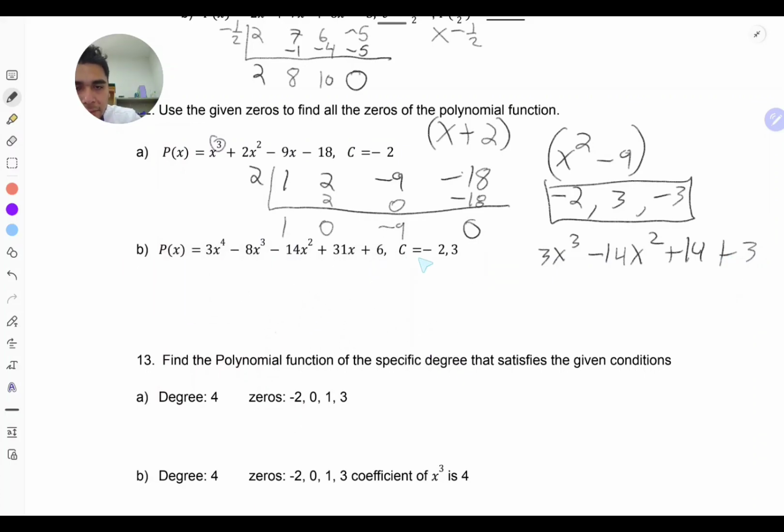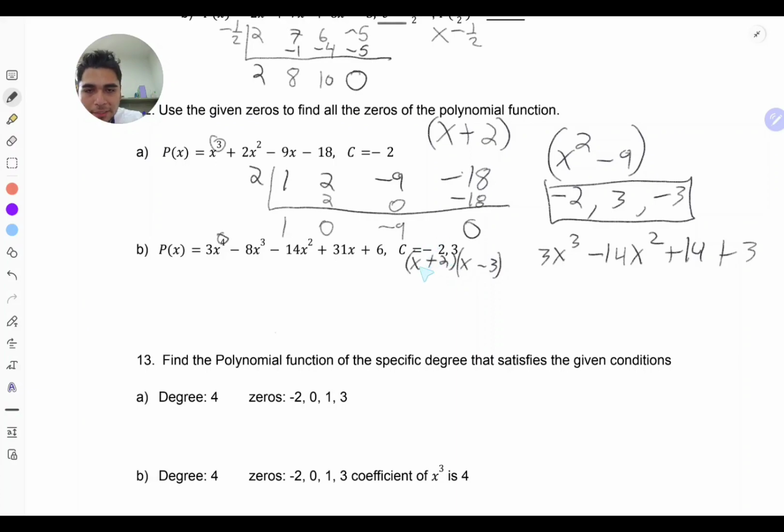We know that one of the zeros is x plus 2. We also know that the other zero is x minus 3. But we don't know the other two zeros. How do I know it's another two zeros? Because of this x to the fourth, right? That means that there's 4 possible real zeros. It doesn't mean that there has to be 4 real zeros. It just means that there's 4 possible real zeros.